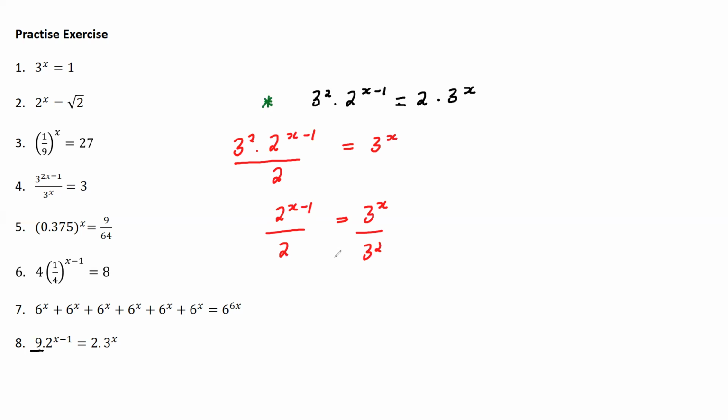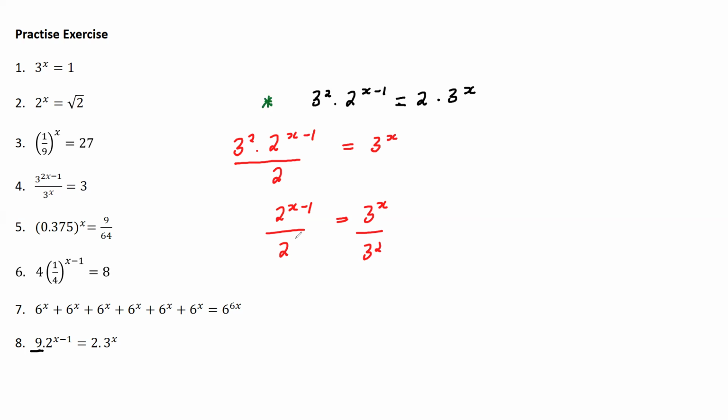All right. So let me go back. I really want the 3's on their own and the 2's on their own. Maybe my life will become a bit easier. The 3's on their own, the 2's on their own. So how do I break it down? So if I say 2 to the power x minus 1 over 2, and I say 3 to the power x over 3 to the power 2, check what I'm going to do now.